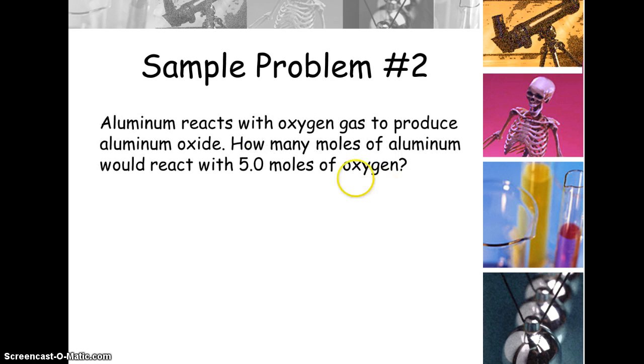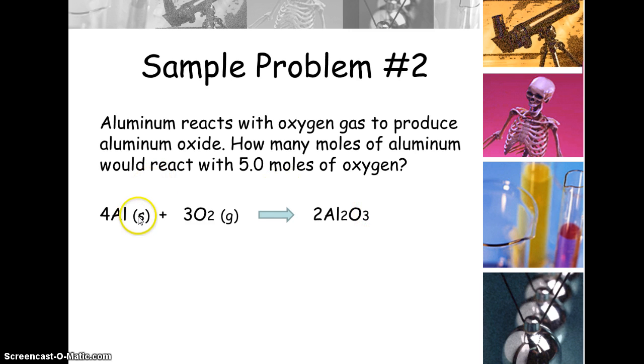Let's look at another problem. Here we're told that aluminum reacts with oxygen gas to produce aluminum oxide. And we want to know how many moles of aluminum are going to react with 5 moles of oxygen. So the first step is to write a balanced equation. So the first thing we want to do is write out that aluminum reacts with oxygen, O2, because it's a Brinclhof element, to produce aluminum oxide. So to balance this equation, we're going to need 4 moles of aluminum for every 3 moles of oxygen, and that's going to produce 2 moles of aluminum oxide.